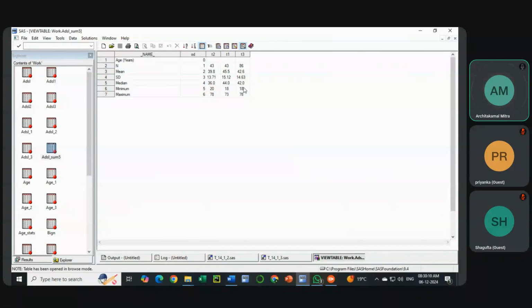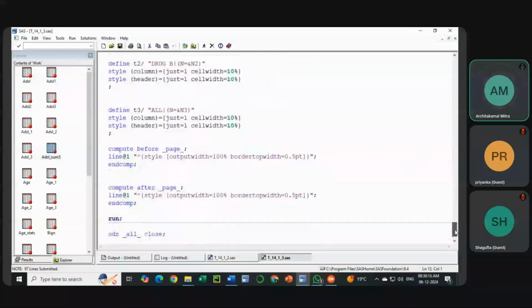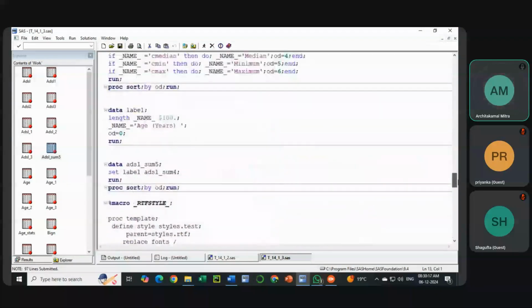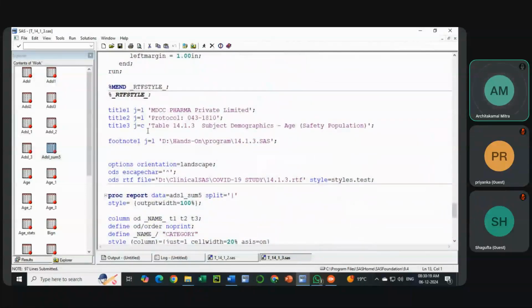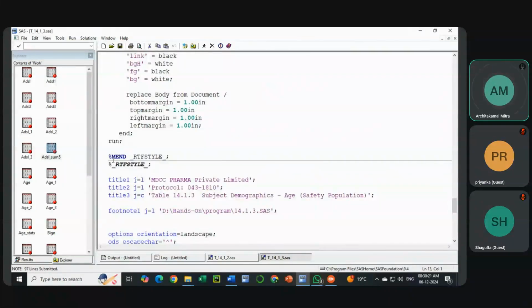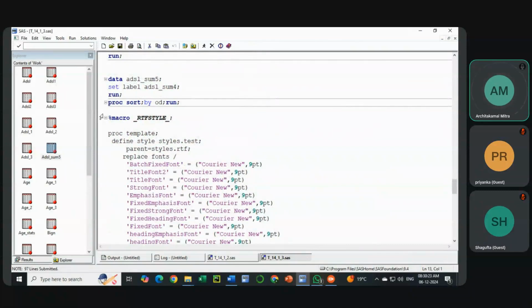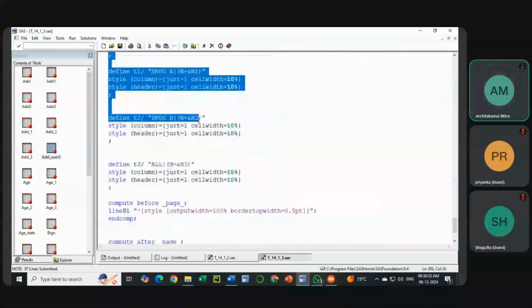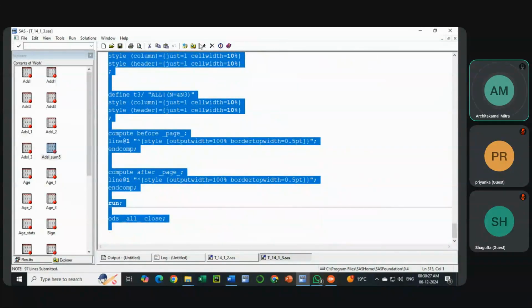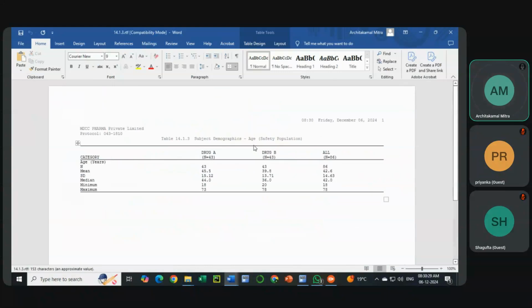T1, T2, T3, we have everything. Min, max. Now just execute and we get the result. Go down, execute this one. And we have got that.